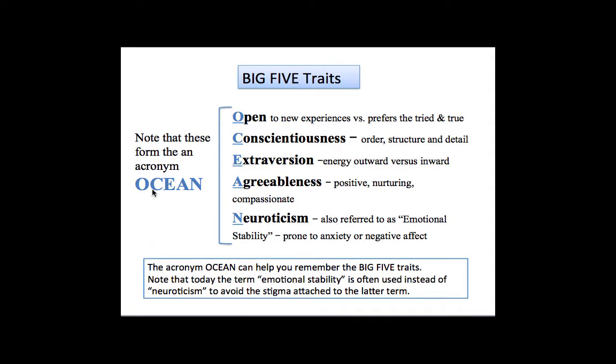So these are the Big Five traits, and they're laid out using the old acronym OCEAN, so that you can memorize them, because it is important that you do memorize them. We'll go into them in a little bit more detail in future slides, so we're just going to review them here. The first is open to new experiences versus preferring the tried and true, and again, imagine our scale. Conscientiousness: order, structure, and detail versus relaxed and groovy. Extroversion, energy outward, versus introversion, energy inward.